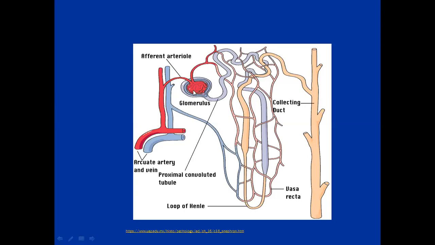Start with the renal corpuscle and follow it along. And that first part is the proximal convoluted tubule. Whether it's flipped over or not, that's the proximal convoluted tubule. There's the loop of Henle. There's the distal convoluted tubule. And there's the collecting duct.